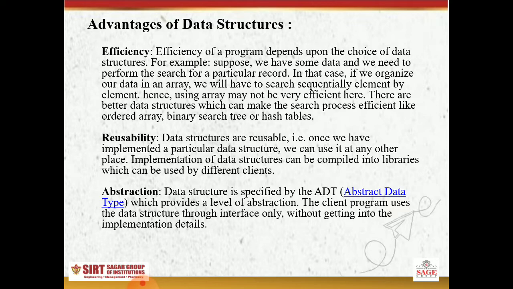The efficiency of a program depends upon the choice of data structure. For example, suppose we have some data and we need to perform a search for a particular record. If in that case we organize our data in an array, we will have to search sequentially element by element. Hence, using an array may not be very efficient here. There are better data structures which can make the search process efficient, like ordered array, binary search tree, or hash table.